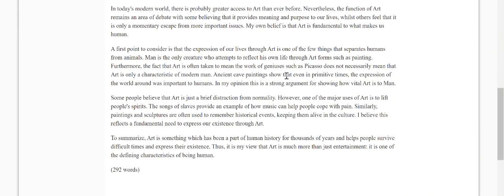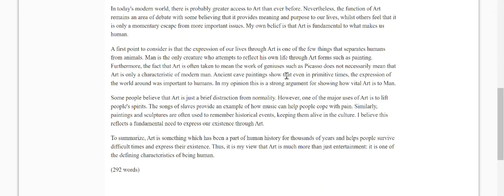In today's modern world, there is probably greater access to art than ever before. Nevertheless, the function of art remains an area of debate, with some believing that it provides meaning and purpose to our lives, whilst others feel that it is only a momentary escape from more important issues. My own belief is that art is fundamental to what makes us human.